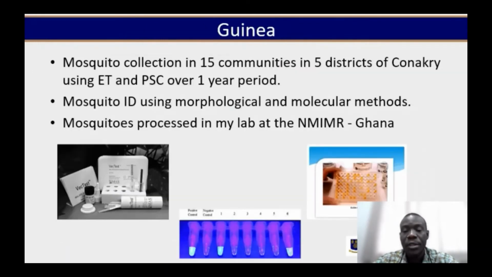In Guinea, for instance, water bodies were prospected to identify mosquito breeding sites for 6 days, each in the dry season and rainy season, using the dipping method. Adults were subsequently collected from 15 communities in 5 districts in Conakry, using exit traps and indoor spraying catches over a 1-year period. Molecular approaches were employed for identification of Anopheles species, including Anopheles coluzzii and gambiae.